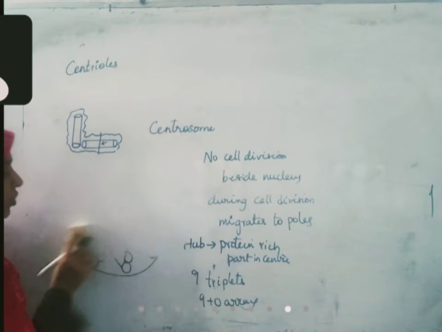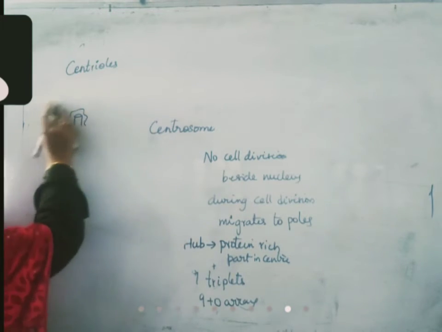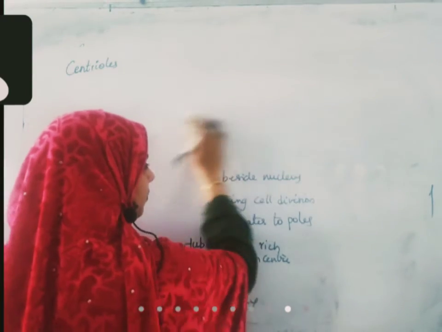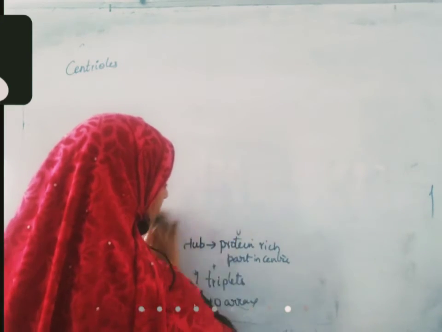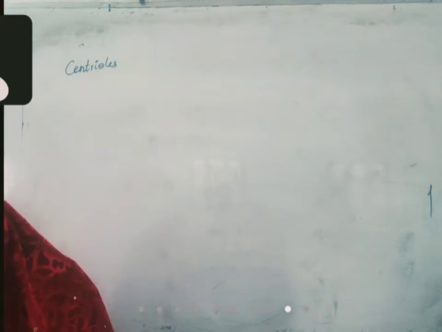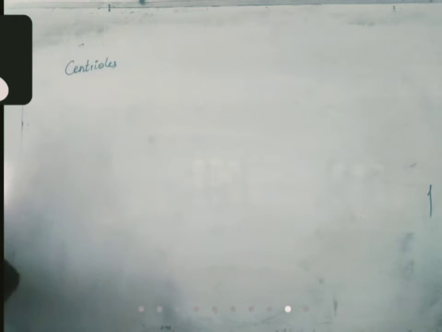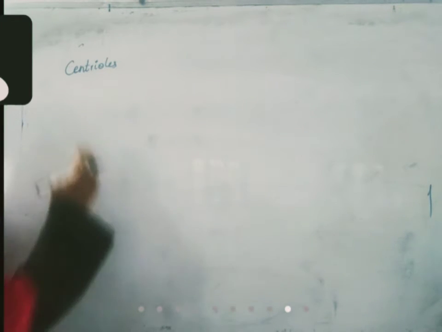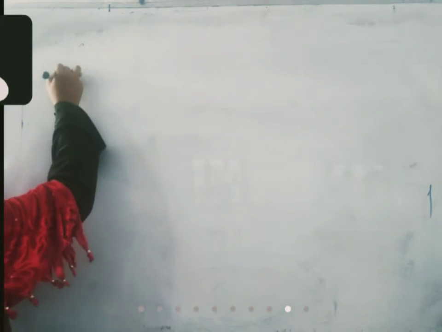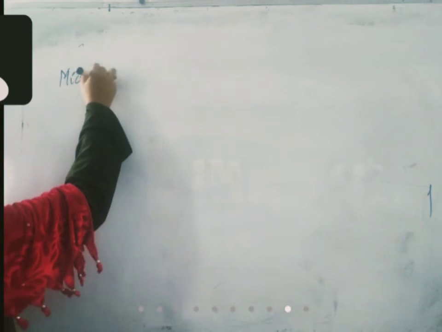What is the importance of centrioles? They help in cell division. So that is about centrioles, children. Next, one major organelle is left behind, that is the nucleus. But before we discuss the nucleus, we will discuss microbodies.